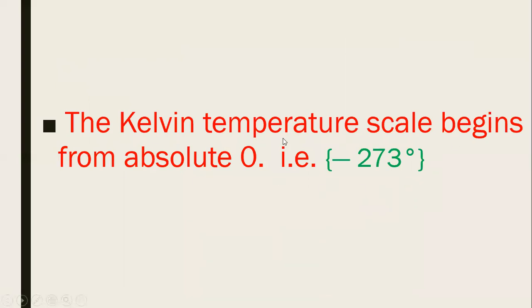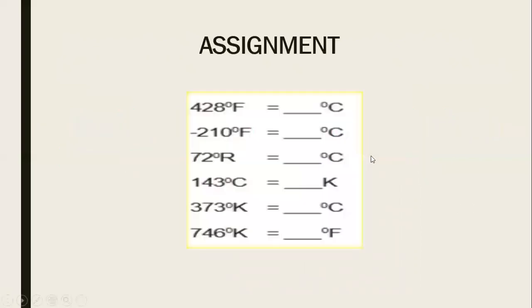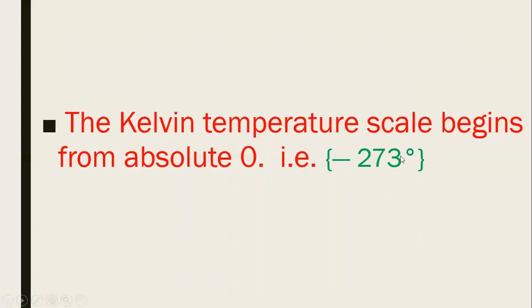The next one is absolute zero. Absolute zero means 0 Kelvin. That is known as absolute zero. Absolute zero in degrees Celsius will be minus 273 degrees Celsius. So when you are asked what absolute zero is, absolute zero in temperature means 0 Kelvin, which is minus 273 degrees Celsius. Okay, 0 Kelvin or minus 273 degrees Celsius.